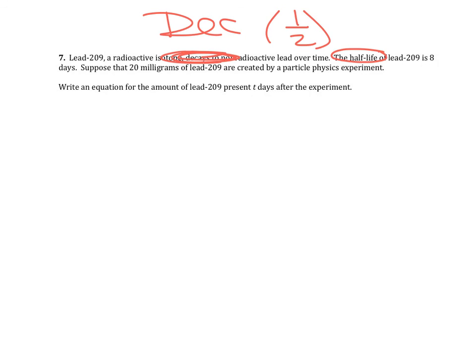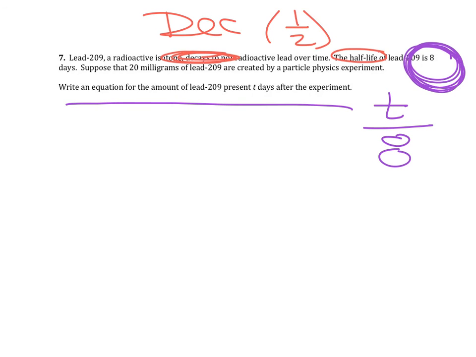Now here's the catch. It doesn't happen every day, it happens every 8 days. So I know I'm going to take my time and divide it by 8. Write an equation to represent the amount of lead after T days. All right, pause it, write your equation, let's see if we get the same thing.